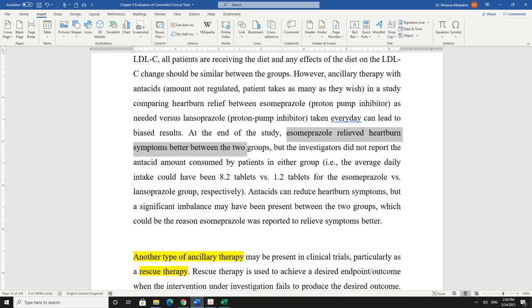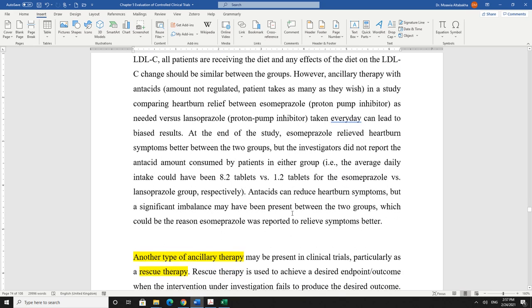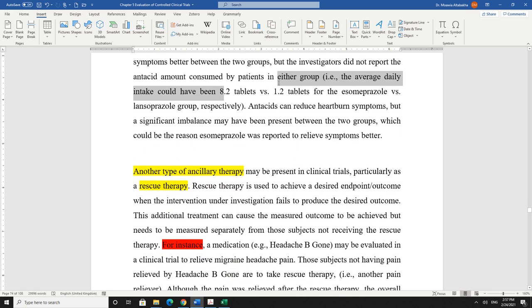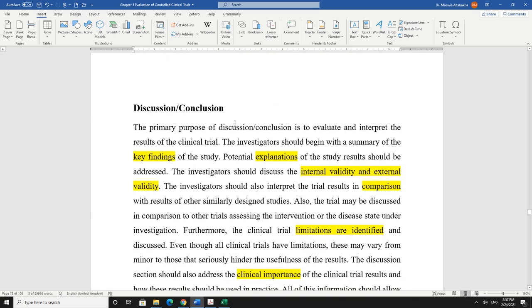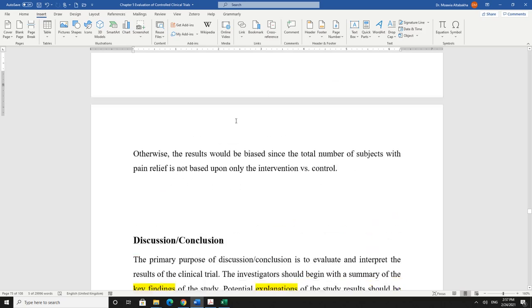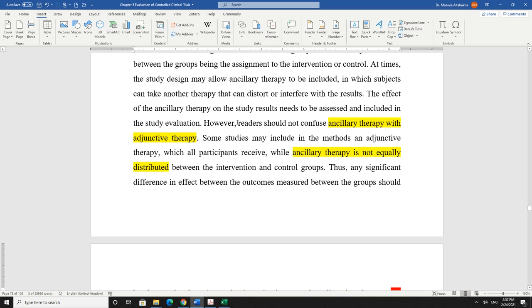But did they mention anything about antacids? Maybe the group taking esomeprazole took more antacid than lansoprazole. Maybe they took 8.2 tablets compared to 1.2 tablets, for example. Okay, so it's not equally distributed, and the authors would need to discuss this. They cannot just conclude that one is better than the other without talking about the ancillary therapy. So ancillary therapy is not distributed equally in the two groups. I hope this was clear to you.